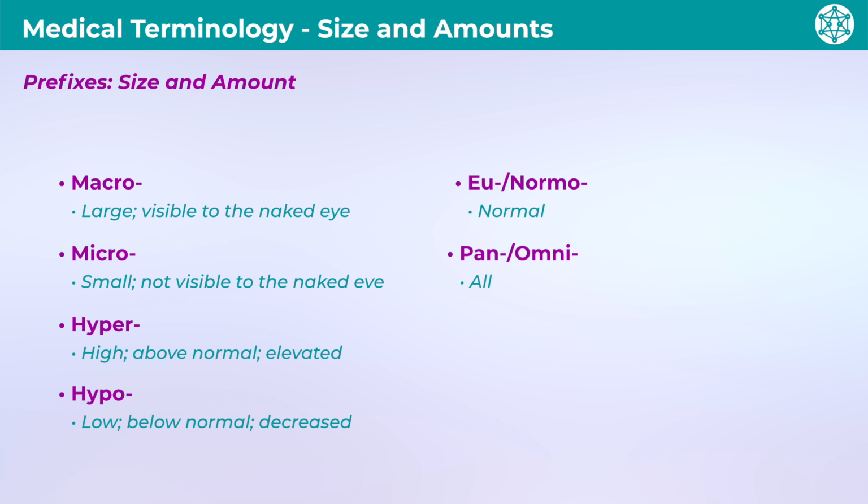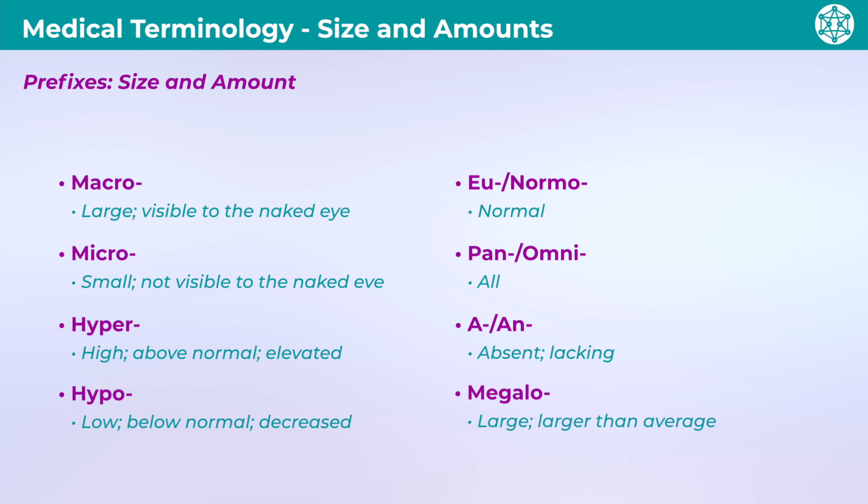Another term is pan or omni, and that just means all. So you can think of omnipotent, all-powerful, panorama. It's a term that encompasses all of something. Another prefix would be a or an, which just means absent or lacking. The prefix megalo also means large or larger than average.